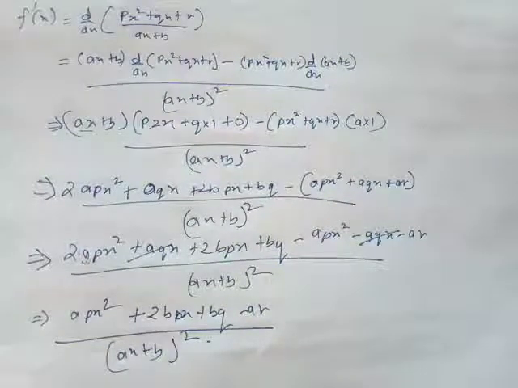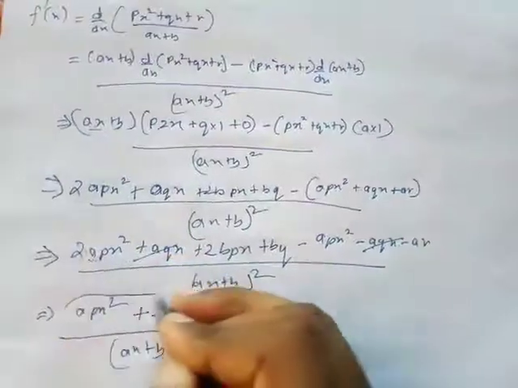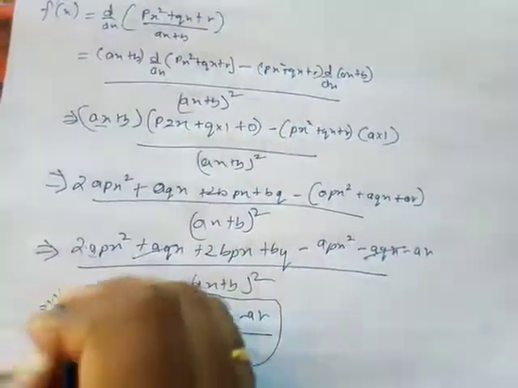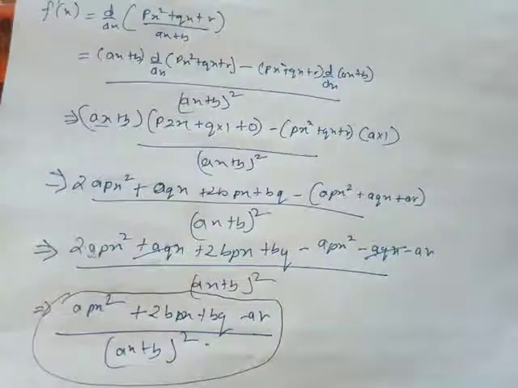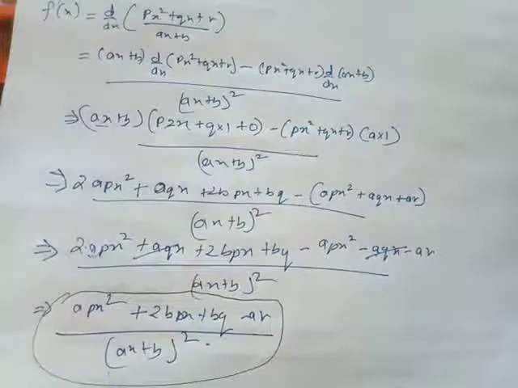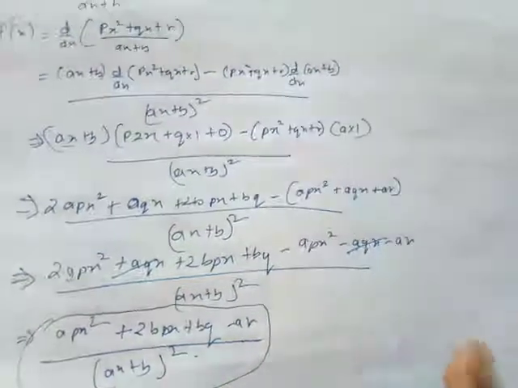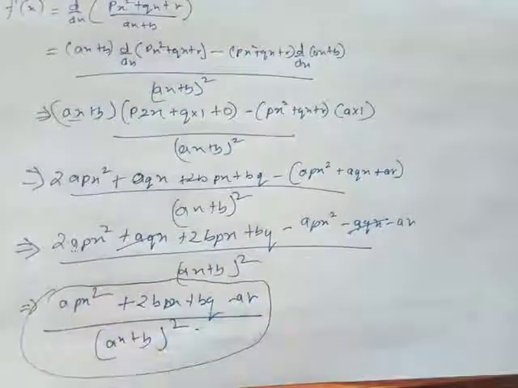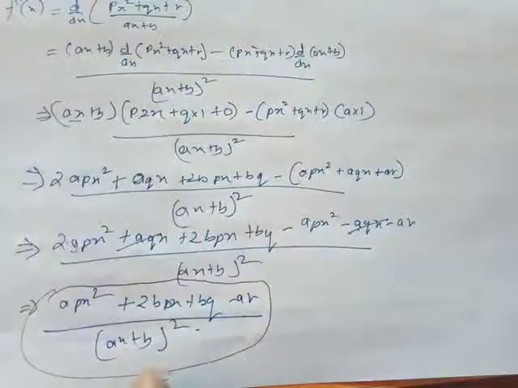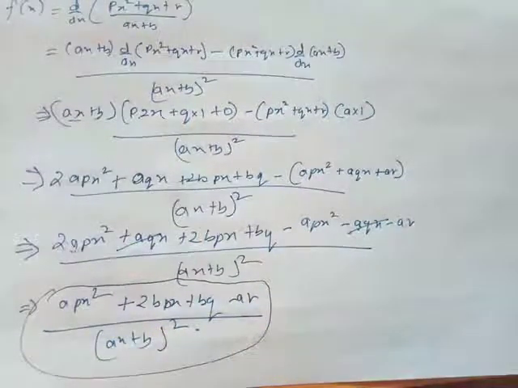If you have done till here, this is your answer. Just leave your answer till here. Check it at the back. You will get the same answer, I guess. But if the back ones have solved it further, you can do it, but you can leave it here too. You don't have to solve this bracket and bring a polynomial out of it. This is your answer.